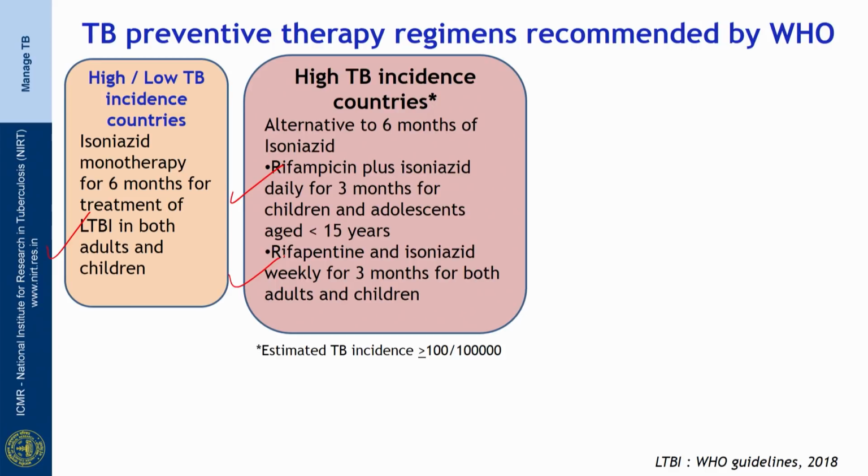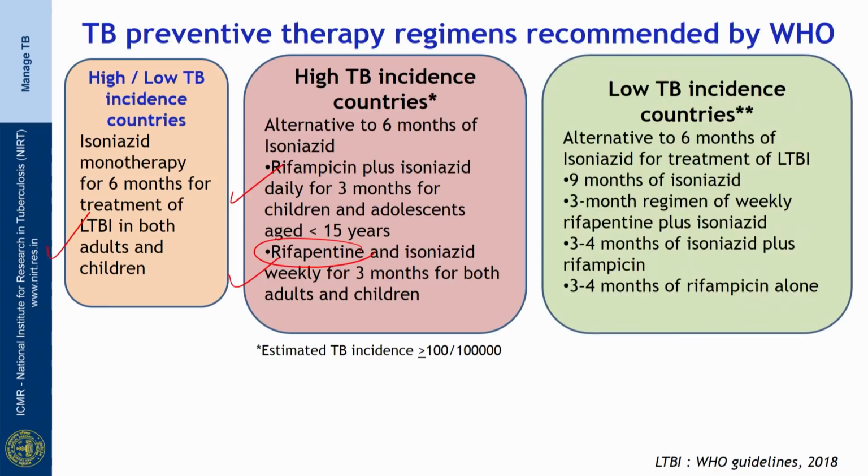Rifampicin and Isoniazid once weekly for 3 months for both adults and children is the other regimen which is recommended. We must remember that India is one of the high TB incidence countries because the estimated TB incidence is more than 200 per lakh population. Rifampicin currently is not available in our country and this may be available in the near future.